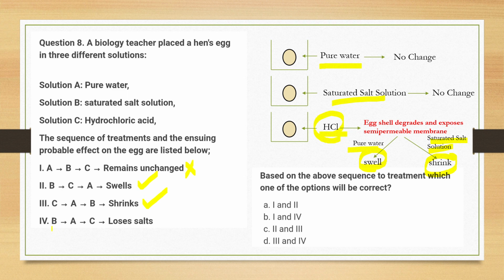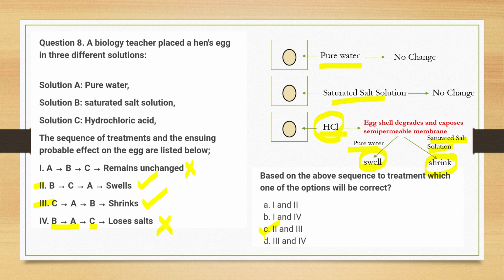Next, if you put it in option B, that means salt solution, it will undergo exosmosis, that means it will shrink. Then in pure water, it will swell, and then in HCl, nothing will occur, because first if you put it in B and A, nothing will occur actually, because the eggshell is intact. And at last, if you put it in HCl, the eggshell will be degraded, and obviously it will not lose its salts. Okay, so it is also a wrong answer. So the correct answers are options 2 and 3. In option C, options 2 and 3 are given, so the correct answer is option C.